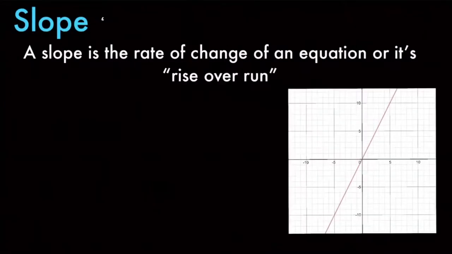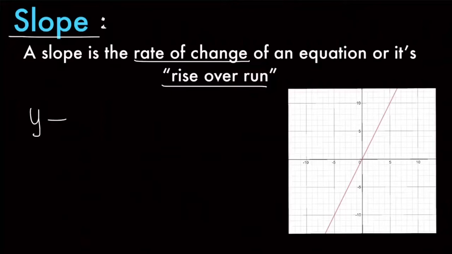Now, all linear equations have a slope, and you may be asking, what is a slope? A slope is the rate of change of an equation, or its rise over run. So what does rate of change mean? Let's take an example where y equals 4x. Rate of change means that every time there's a change in x, the unknown variable, there's a constant that changes every time.